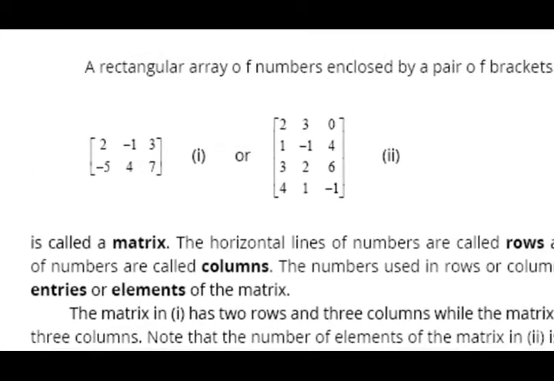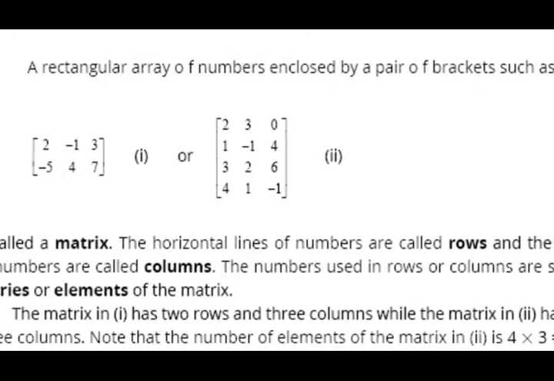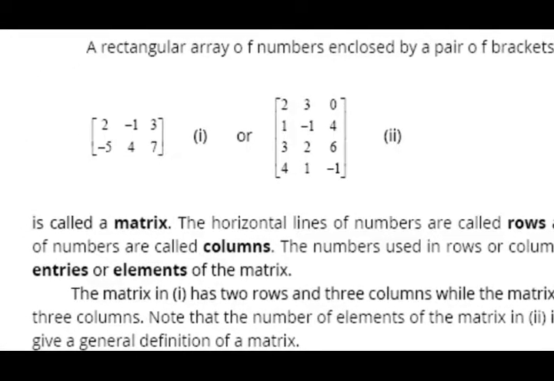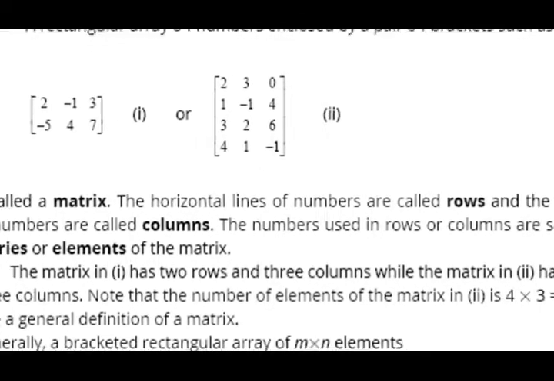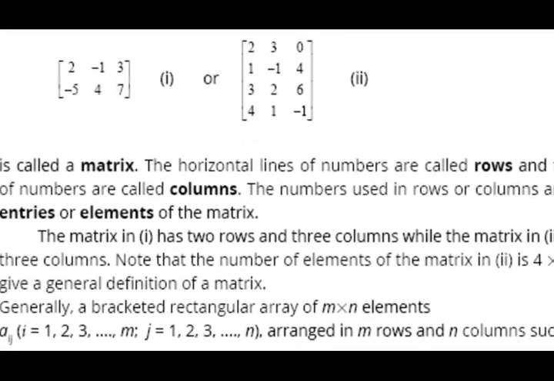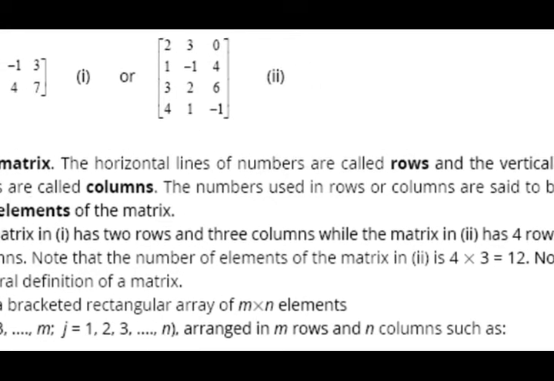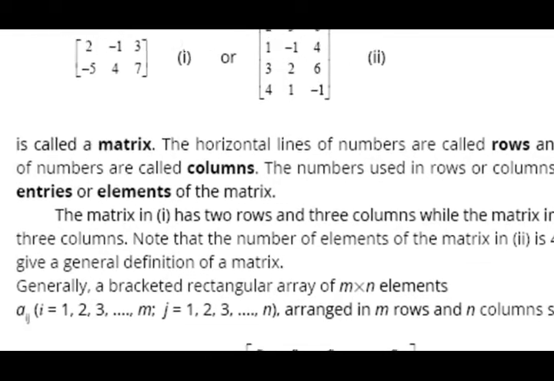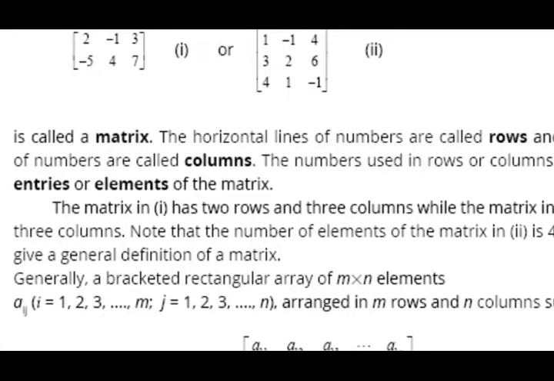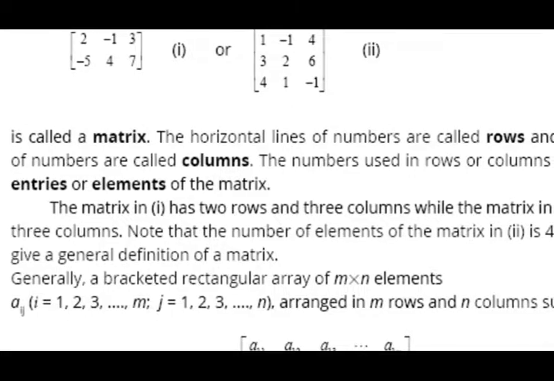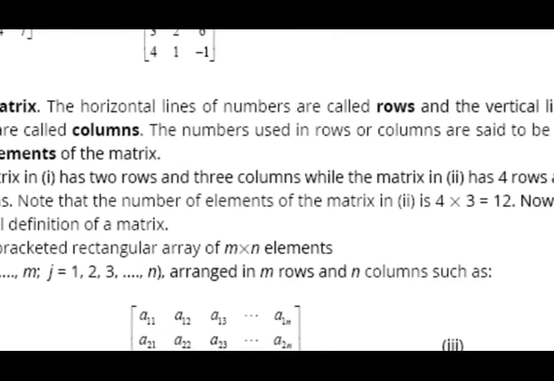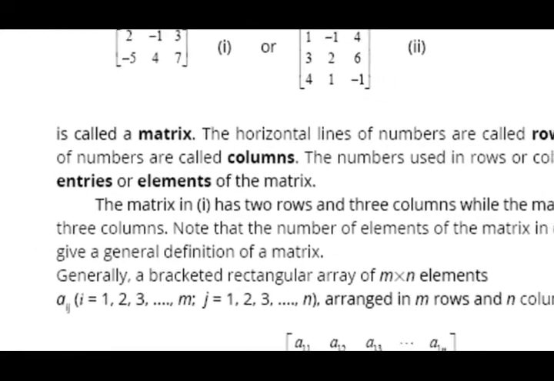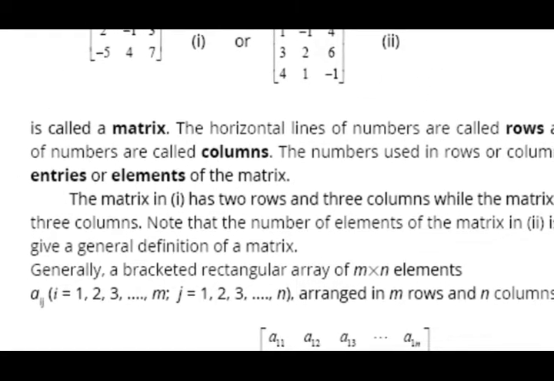A rectangular array of numbers enclosed by a pair of brackets, such as first example and second, are called matrices. The horizontal lines of numbers are called rows, and the vertical lines of numbers are called columns. The numbers used in rows or columns are said to be the entries or elements of matrices.